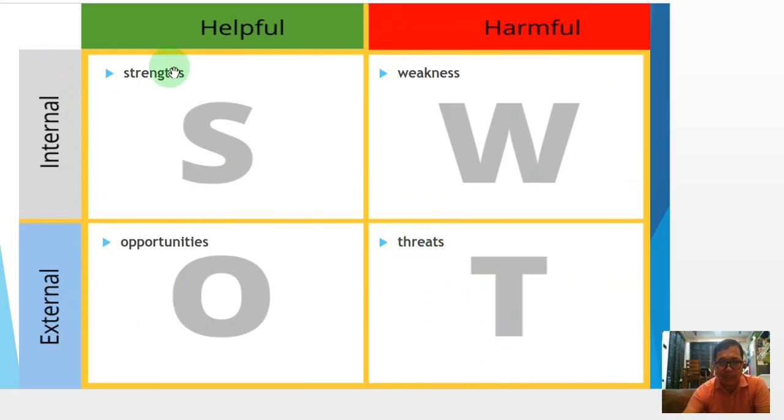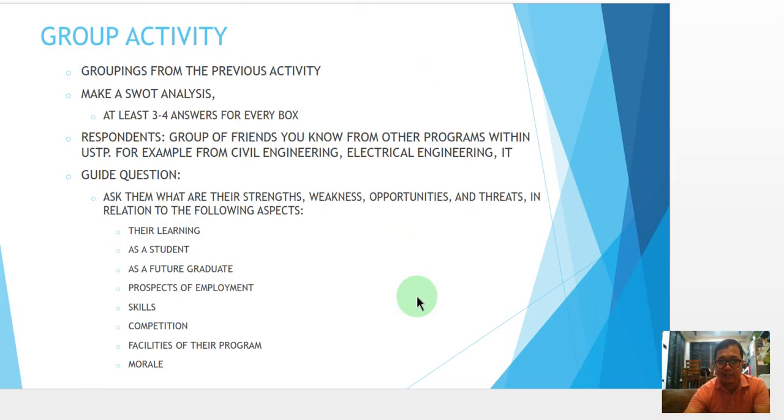So this is the SWOT analysis, guys. You have to fill this up so that you'll have a basic idea, more or less, of how you're going to approach the problems within the community.